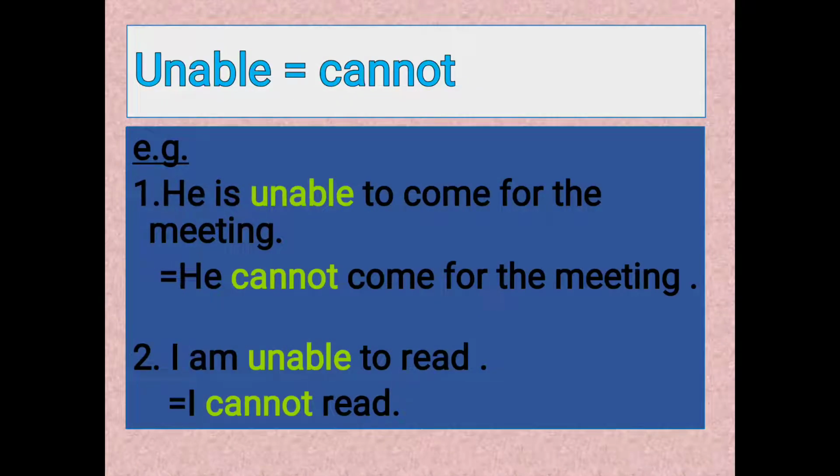In case of unable, let's see an example. He is unable to come for the meeting. So un means not. Unable, ability, we show this ability through the modal auxiliary can. He is unable to come for the meeting. He cannot come for the meeting. I am unable to read. I cannot read.